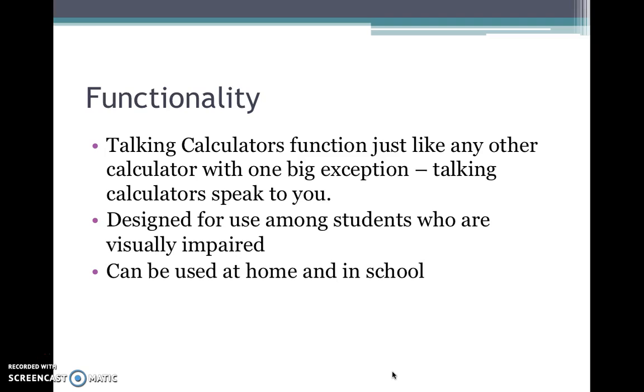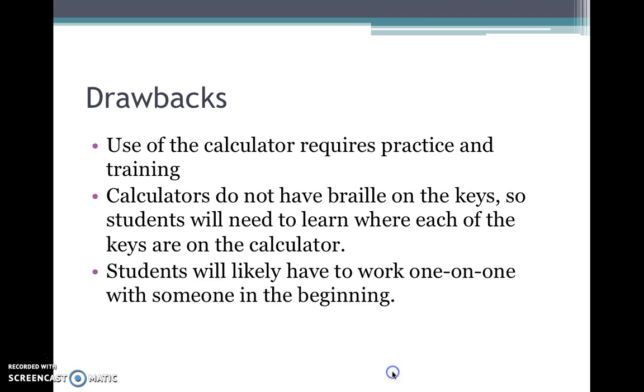There are some drawbacks, though, when we consider this calculator. One thing is that the calculator requires practice and training. So you can't just give a student the calculator and expect them to understand how to use it right away. Also with that, they don't have Braille on the keys. So students are really going to have to practice and learn where the keys are on the calculator in order to feel completely comfortable using it on their own. And so, considering that, in the beginning, they'll probably have to work one-on-one with someone to really get comfortable with that calculator and understand where the keys are on that calculator.